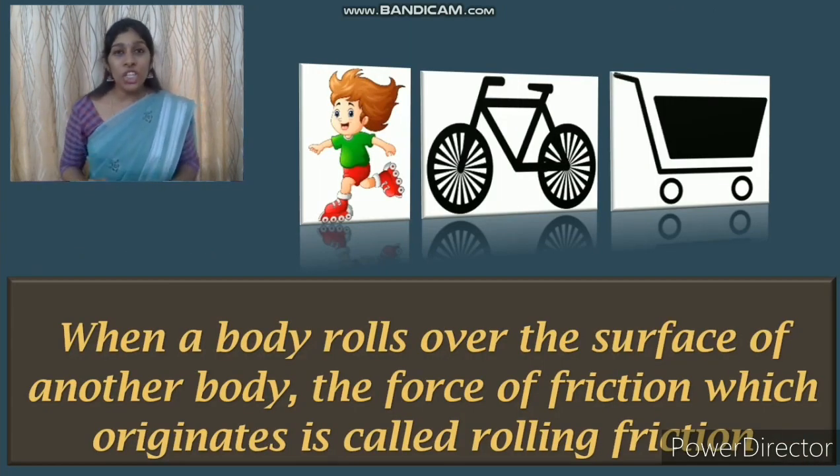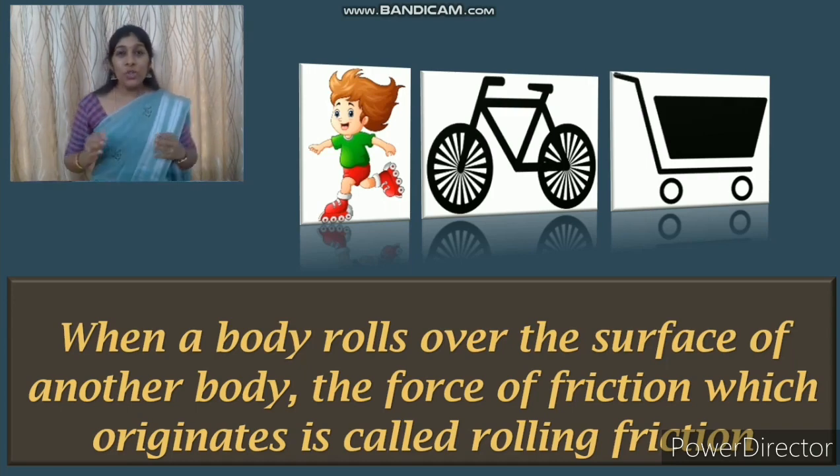What is rolling friction? When a body rolls over the surface of another body, the force of friction which originates is called rolling friction. Everyone understood the concept? So we have studied the two types of friction. What are they? Sliding friction and rolling friction.